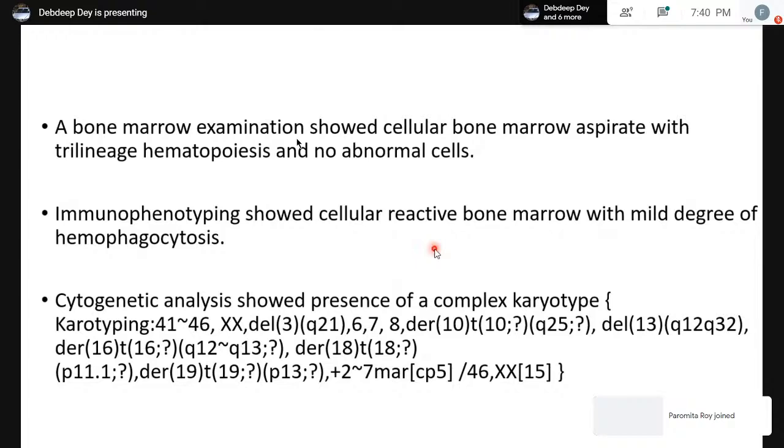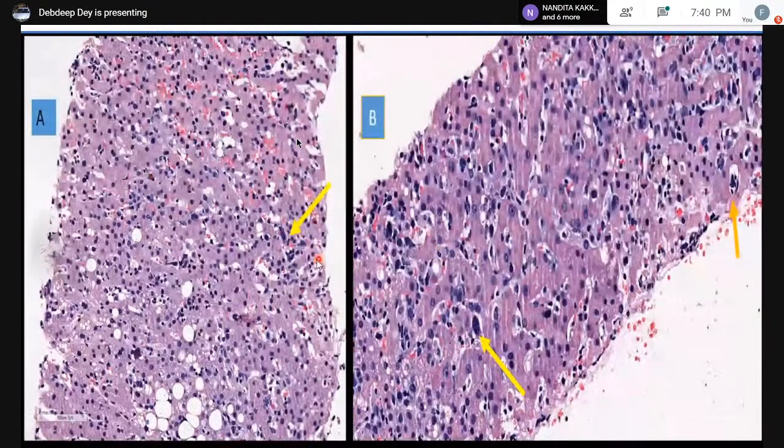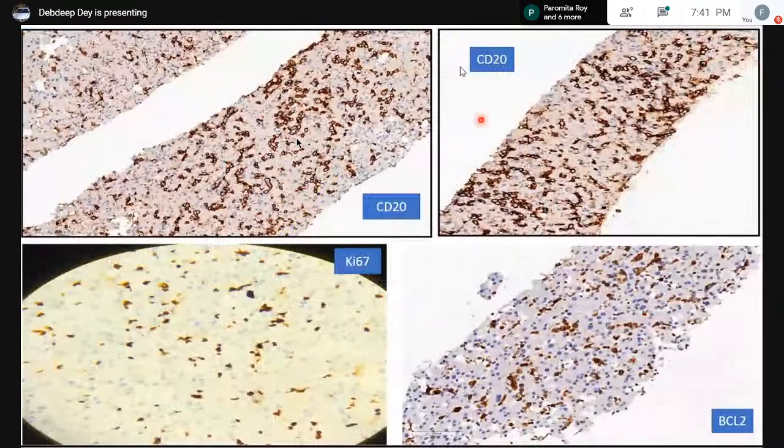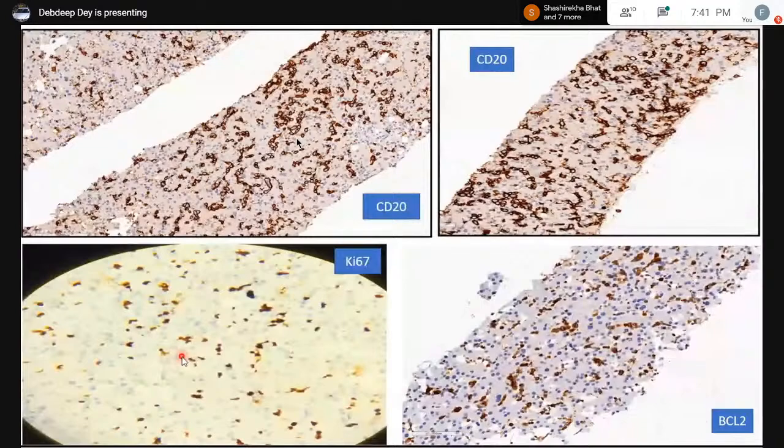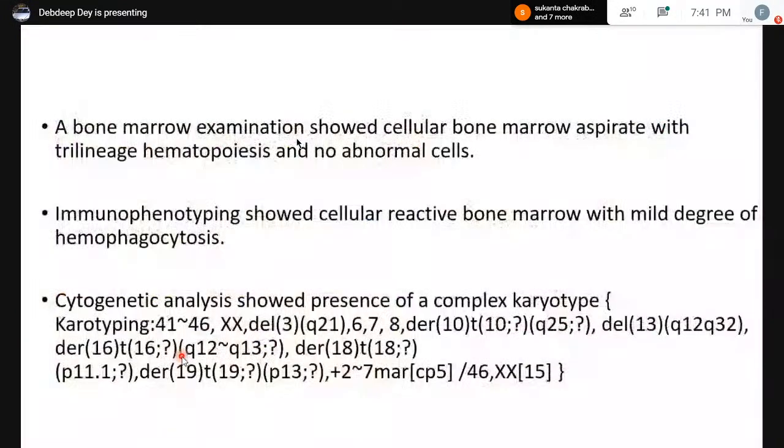which showed this picture of a liver biopsy with dilated sinusoids, and you can see these large cells here with pleomorphic nuclei, which stain positive with CD20, highlighting the scattered cells within the sinusoids, very large in size, which are BCL2 positive and with a high Ki67. Bone marrow examination was done, which did not show any abnormal cells, showed trilineage hematopoiesis, but a cytogenetic analysis showed a complex karyotype, which is mostly associated with high-risk myeloid neoplasm.